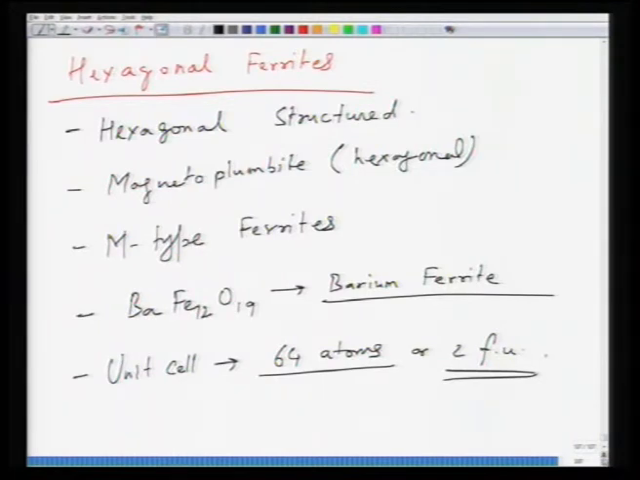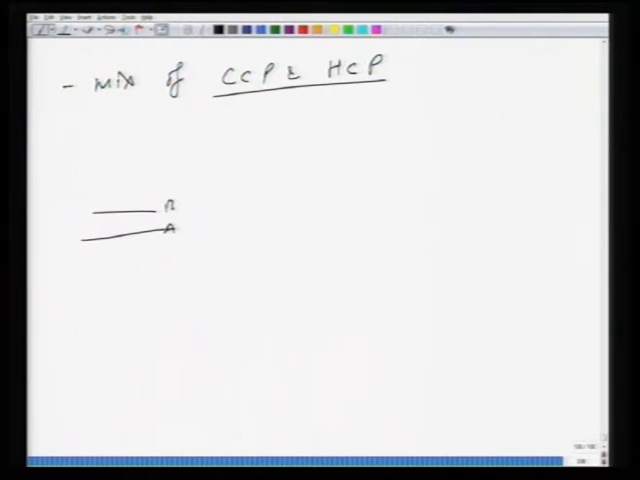Essentially, you can easily represent this structure as a mix of CCP and HCP packing, with close packed layers made by barium and oxygen ions, and this can happen because in CCP and HCP structures, you know that this is your HCP, AB, AB, and then in between you can have ABC, ABC as well.